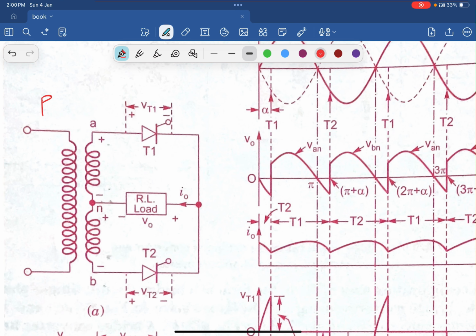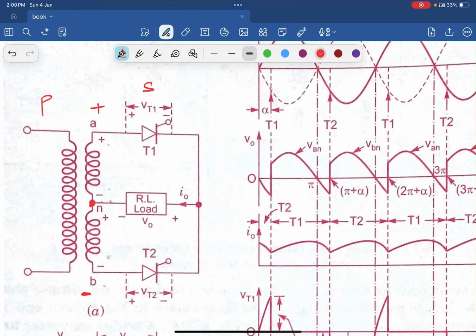This is the primary and this is the secondary winding. The secondary winding has two thyristors T1 and T2, also connected with the load RL. Here N is the midpoint of the secondary winding. If you look at the polarity, A is positive with respect to B.